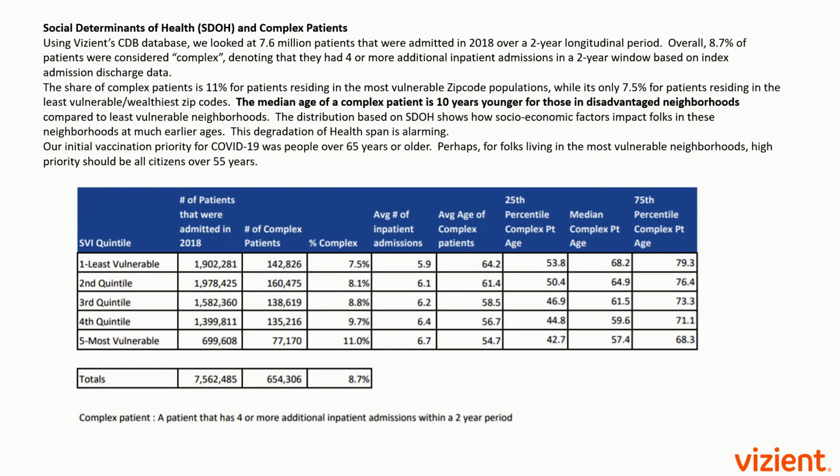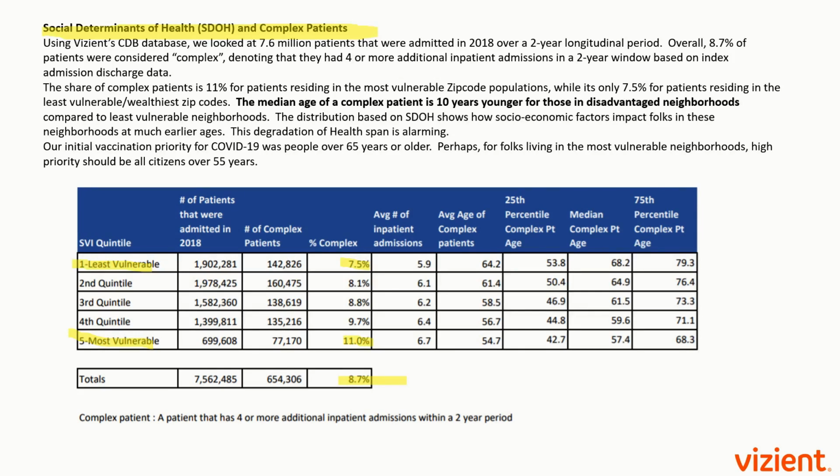This grid here is pretty important. It's looking at social determinants of health and what we call complex patients. So using our database, we did a longitudinal study looking at patients that were admitted in 2018 and the number of repeat hospitalizations. Overall, we have around 8% of patients in our database are considered complex. But when you look at them by the social vulnerability index, we put them into quintiles here: least vulnerable versus most vulnerable. Overall, we see a much higher distribution here in the most vulnerable.